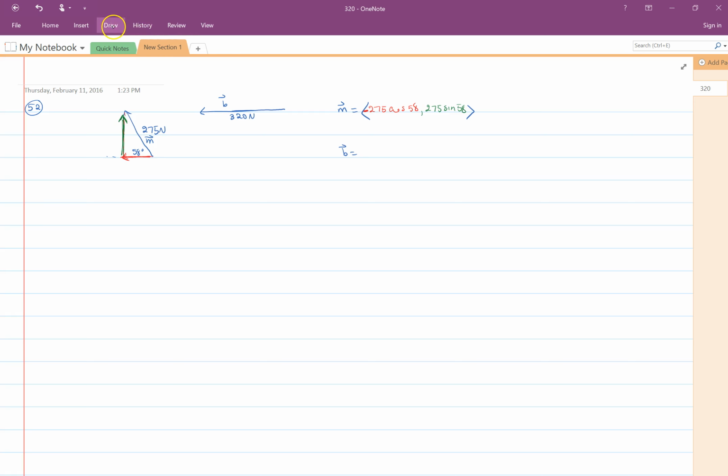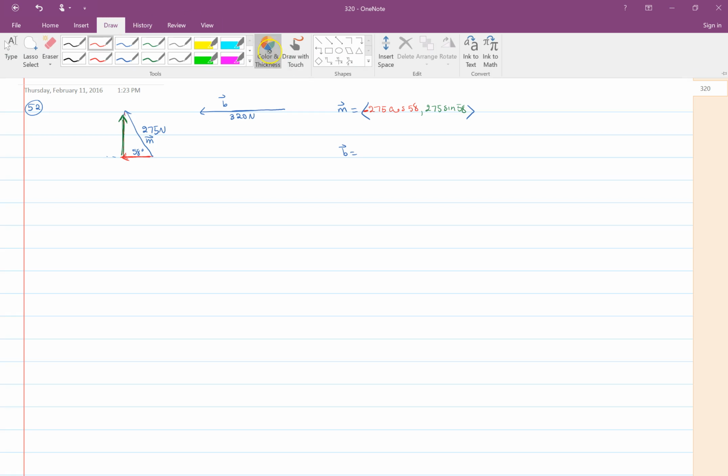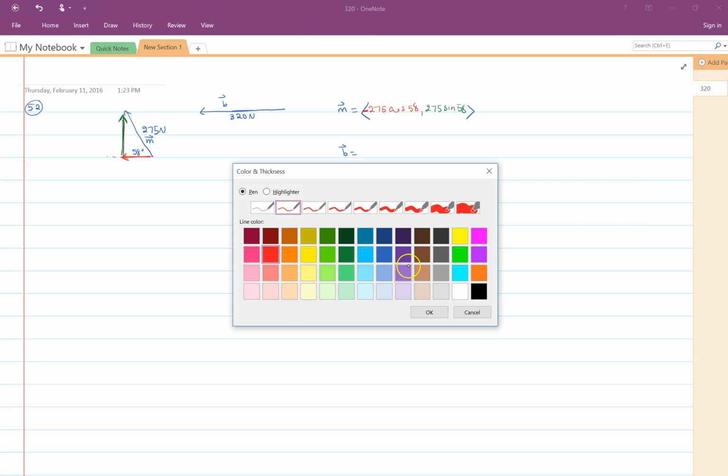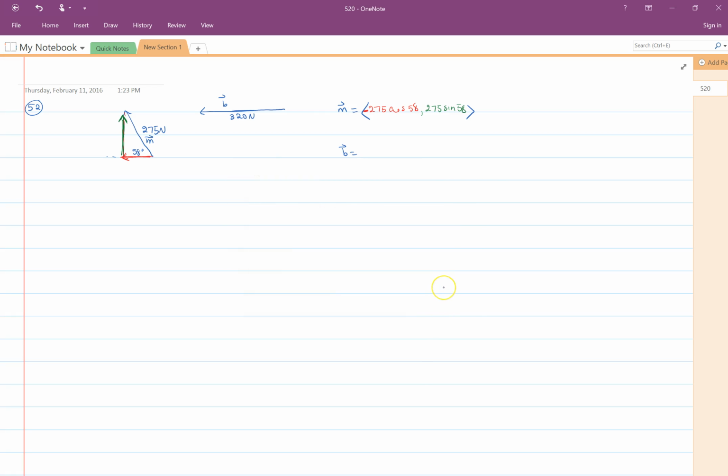All right, what about vector B? Which direction is vector B pointing? It's just pointing left. Does it have any vertical component? No vertical component. It's all in the horizontal component. So we just say, okay, this is negative 320, comma, 0. Okay, so that's vectors M and B in component form.